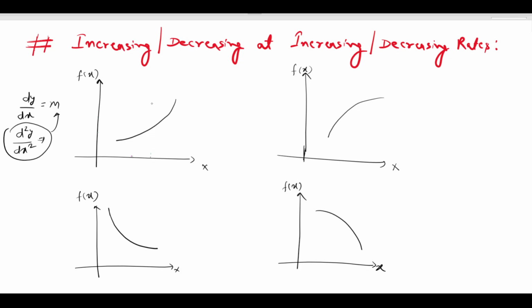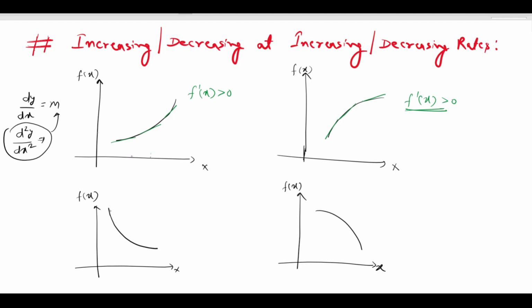So let's talk about the first graph. As we can clearly see, the slope is positive throughout the function. So it means the first derivative is going to be positive. In the second graph, we can again see that the slope is positive throughout the function. So here also the first derivative is going to be positive, so it means the function is increasing here.